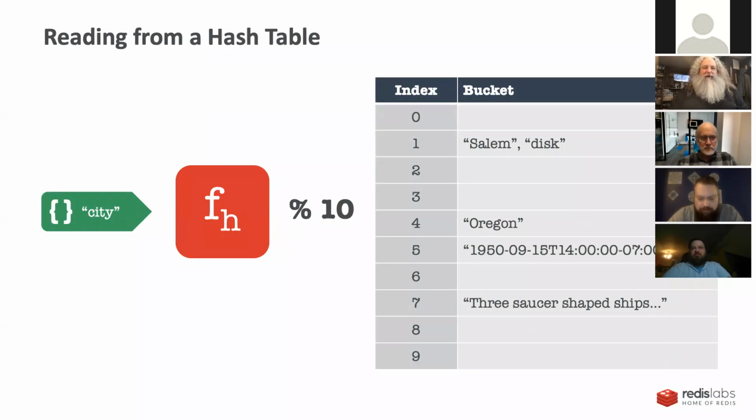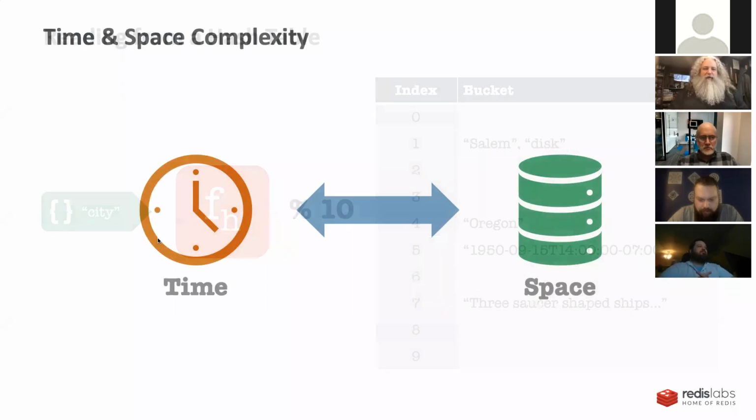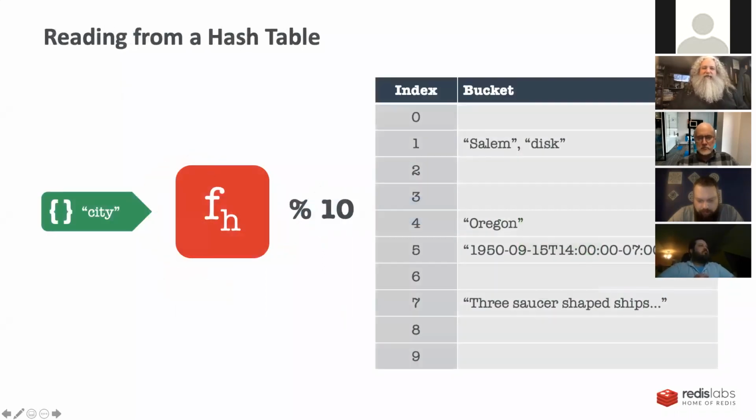So then you can add several things, and your hash table can be quite full. Here we've added Salem for the city, the shape is disk, state is Oregon, timestamp, and the text. And so when we go to read from it, we hash city, and it gives us a number, and that is going to return Salem. If we had hashed shape, we would get Salem here and say, no, that hash doesn't match, so we'll go to disk. And so we walk down the chain.